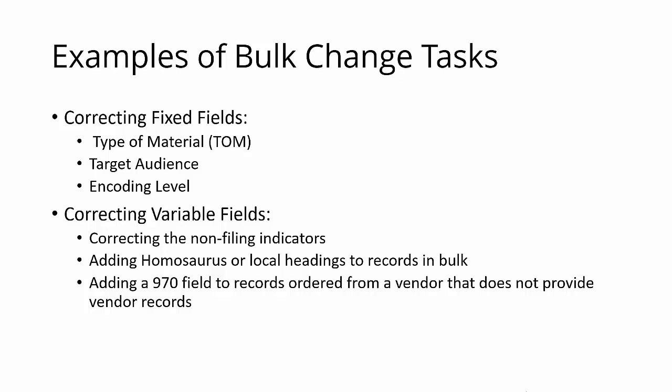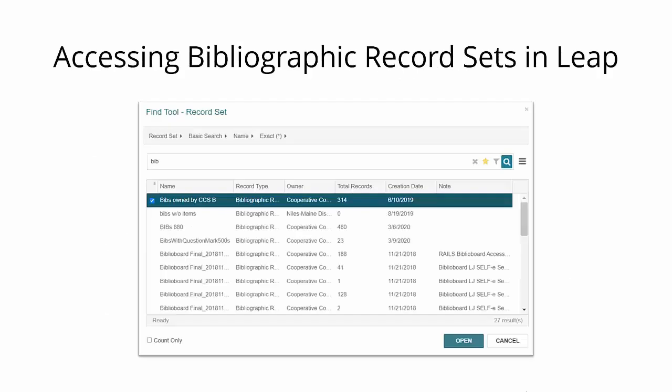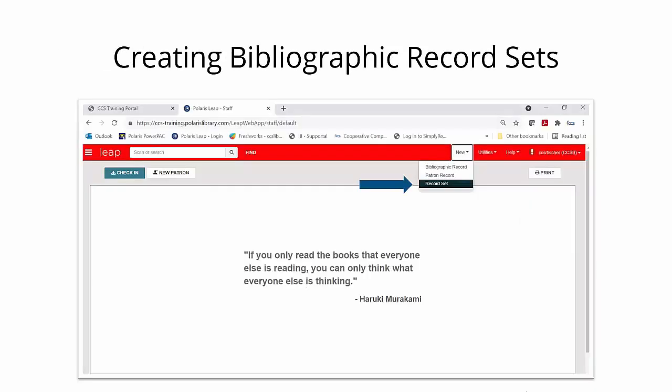Examples of when updating the variable fields is useful include correcting non-filing indicators, adding Homosaurus headings or local subject headings in bulk, or adding a 970 field to records for items ordered from a vendor that does not provide vendor records. If you have already created a bibliographic record set, you can search for it using the Record Set Find tool. A previous lesson demonstrated how to create record sets in Leap.